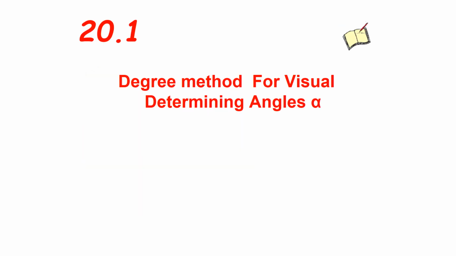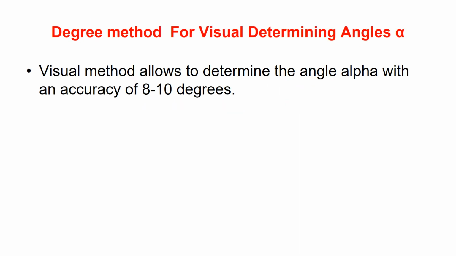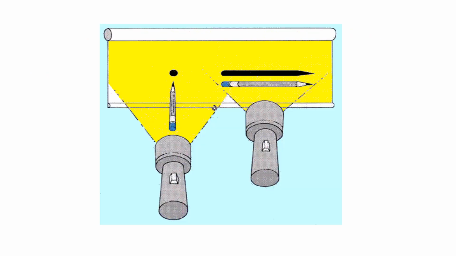Methods for determining the position of the mean electrical axis of the heart. Degree method for visual determining of angle alpha. The visual method allows you to determine the angle alpha with an accuracy of 8 to 10 degrees. The principle of the method is simple.